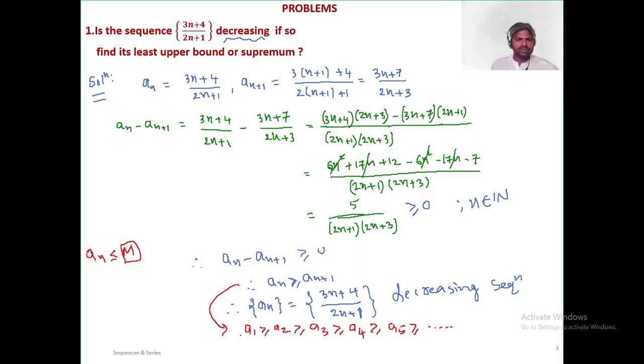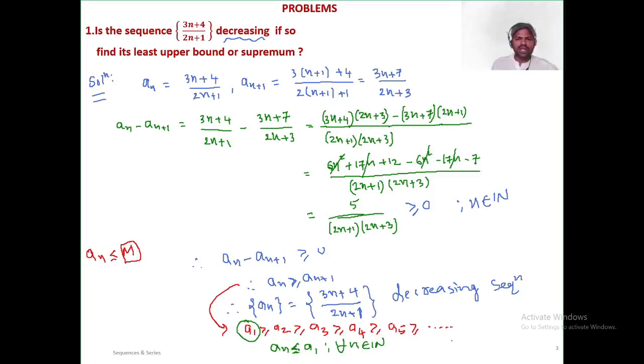The term a1 becomes the least upper bound. We already discussed this in the last class. Therefore, clearly an is less than or equal to a1. It is true for all n belonging to the natural number set for such decreasing sequences, because a1 is the highest term compared to all the terms. Each and every term is below a1, so a1 becomes the least upper bound.